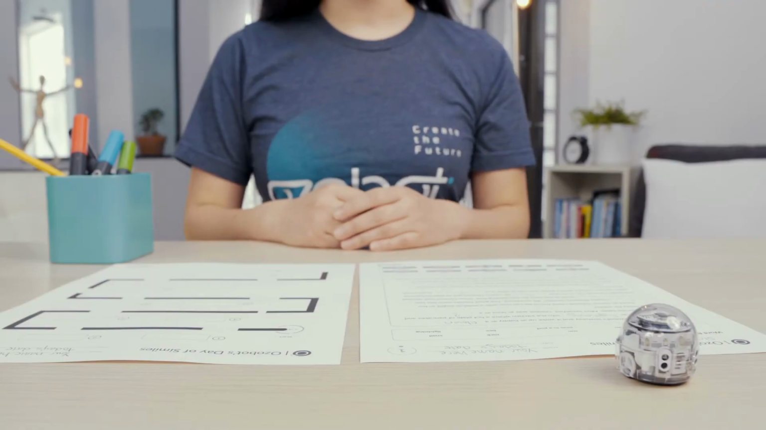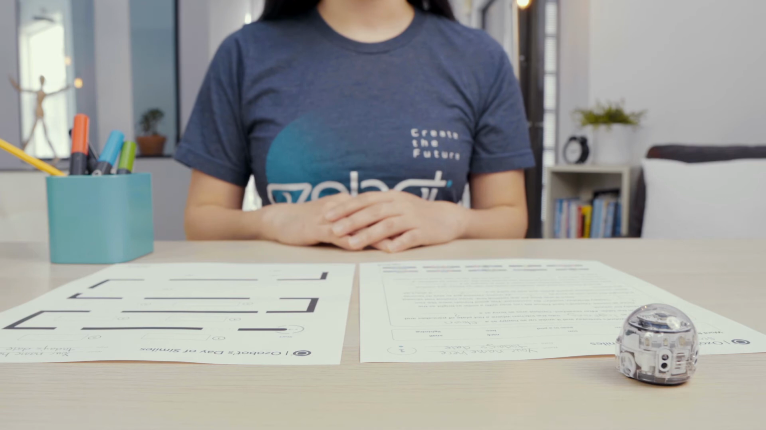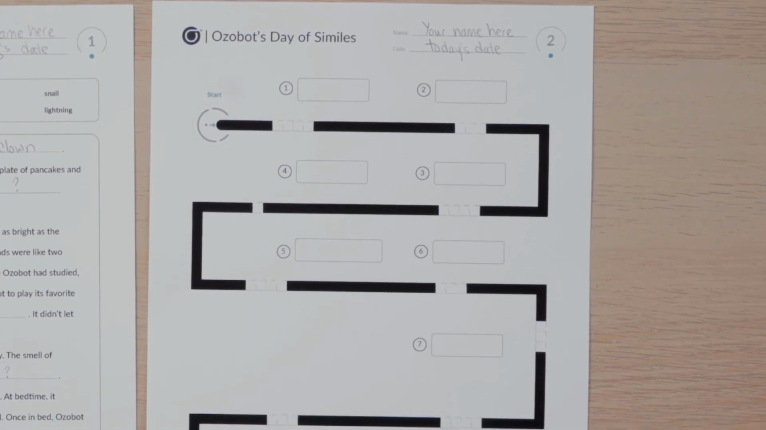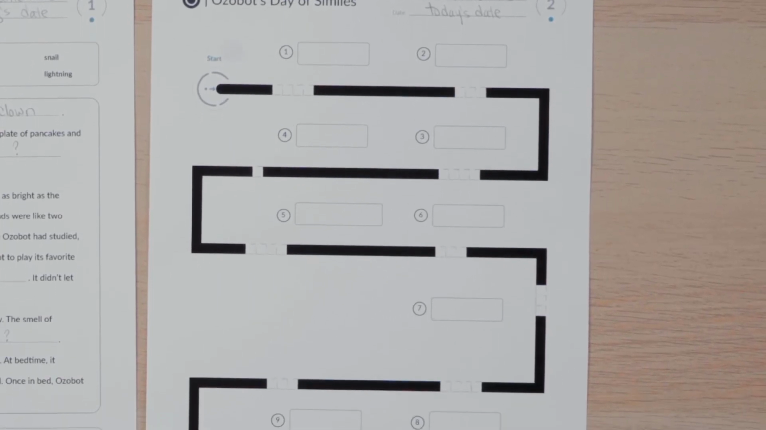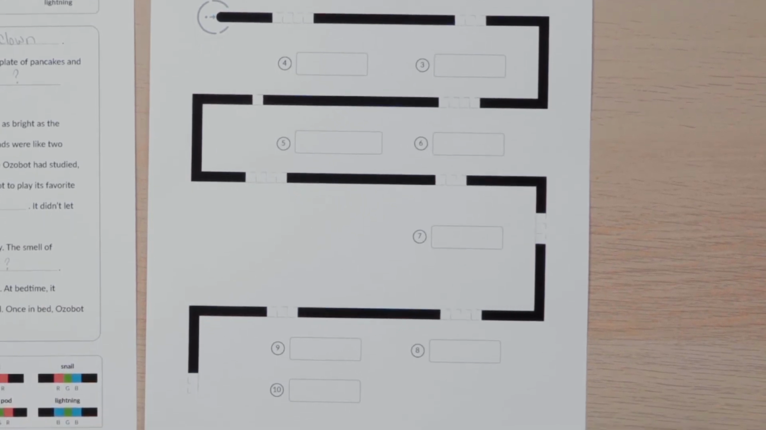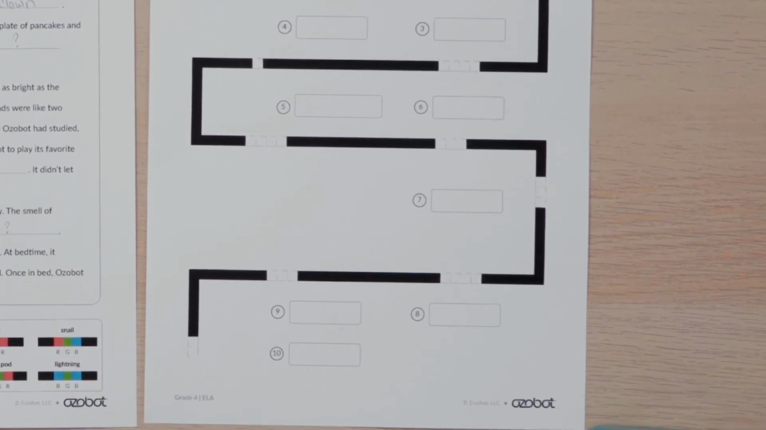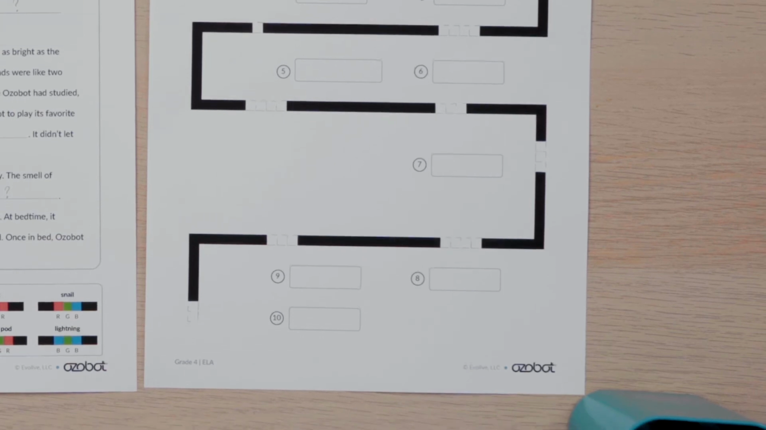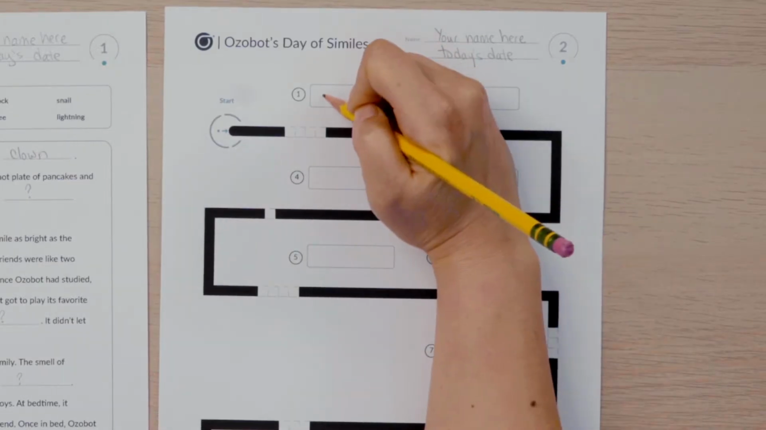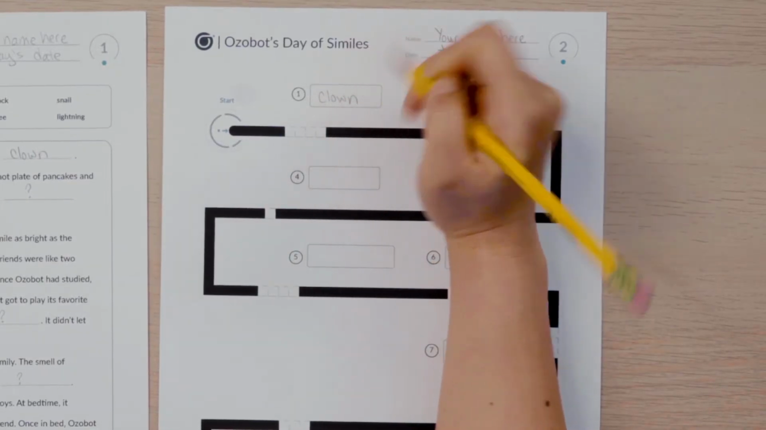After you have written in the missing words or phrases to complete all 10 similes in the story, you are ready for the map. There are 10 missing color codes throughout the map and 10 rectangles numbered 1 through 10. You will write the words written on the lines in your story in the rectangles to determine the order of the missing color codes. Look at the first simile in the story. The missing word was clown. I will write clown in the rectangle with the number 1 next to it.